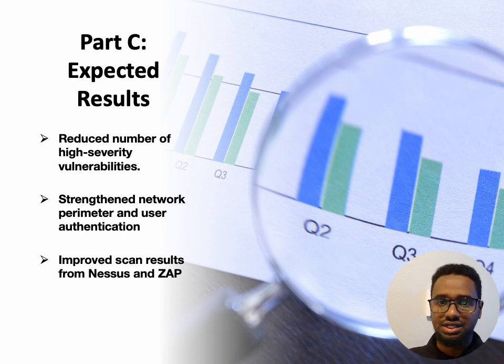With these changes, I expected a notable drop in high-risk vulnerabilities. Disabling unnecessary services and patching software would reduce the attack surface. I also anticipated better results in the future Nessus and ZAP scanners, particularly fewer critical Common Vulnerabilities and Exposures and fewer web-based alerts.